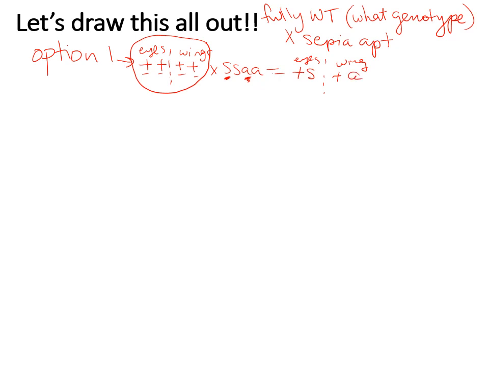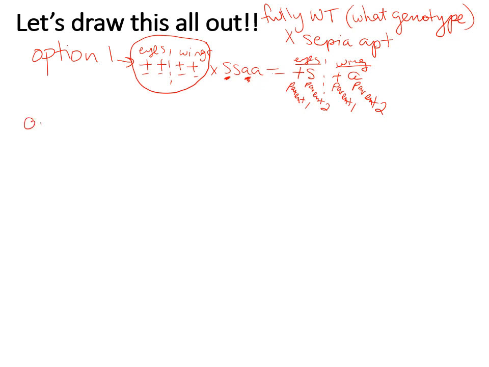Whenever you write out your 2 traits, then write out the alleles from parent 1 and parent 2. Parent 1 for wings, parent 2 for wings. And that will help you keep everything organized and figure out what's coming from what.